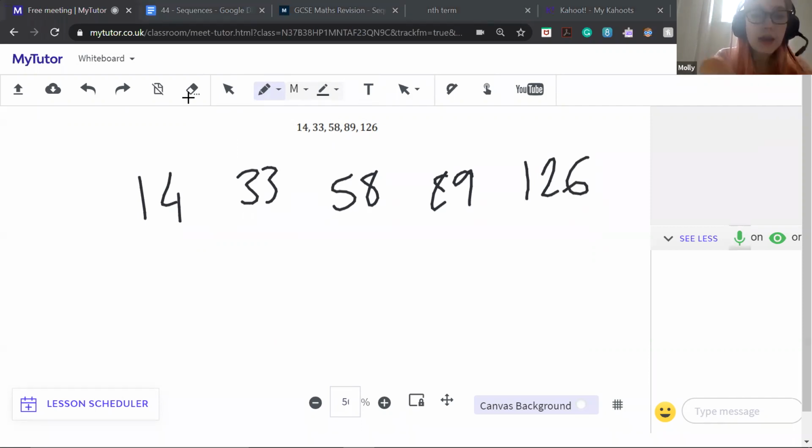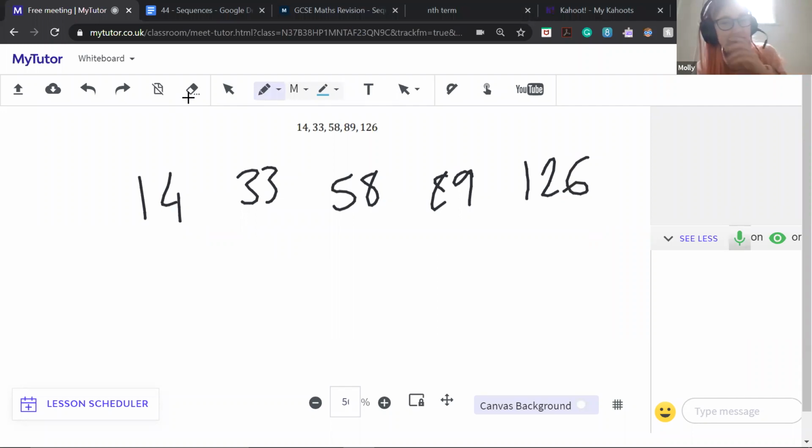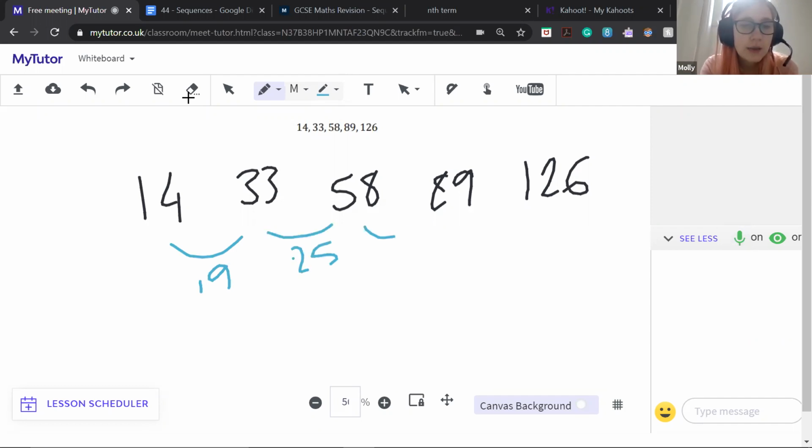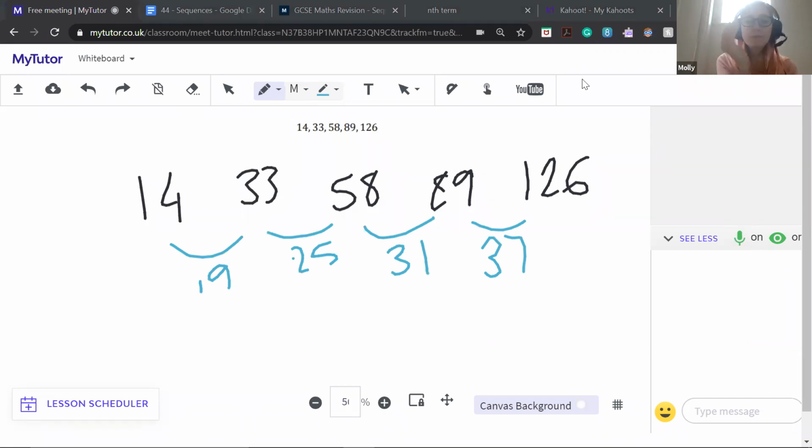So we're going to start in the same way and look at the difference between everything. And I'll give myself big numbers, so please do correct me if I get any of this mental maths wrong. So here we add 19. Here we add 25. Here we add 31. And here we add 37. So we can tell that this isn't going to be linear because those numbers aren't the same. Before, they were all 6, so we could write 6n. Here they're all different, so there's nothing that we can write.